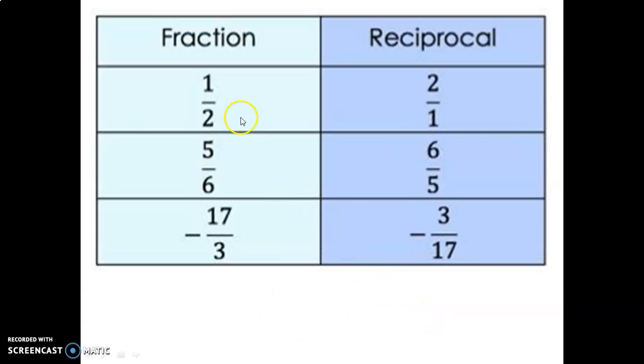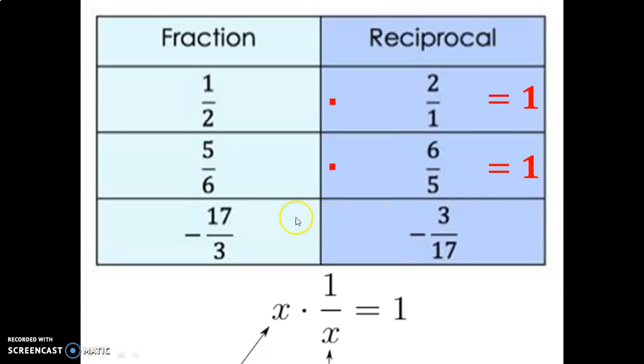Let's try that rule here. We have a fraction, 1/2. Its reciprocal, 2 over 1. Also have 5/6, and the reciprocal 6/5, or negative 17/3, and reciprocal negative 3 over 17. Let's check if the rule works. So you multiply each one by the reciprocal, you should get 1. Let's try here. 1/2 times 2 over 1 definitely equals 1. 5/6 times 6/5 definitely equals 1. Negative 17 over 3 times negative 3 over 17 also definitely equals 1.